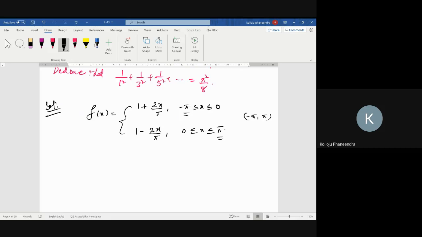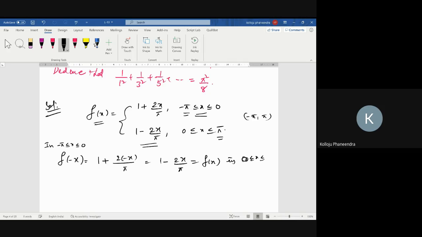Let me check. First thing. In the first interval, if I replace x by minus x, let me write. In minus pi less than or equal to x less than or equal to 0, f of minus x becomes 1 plus 2 into minus x by pi. What is this value now? 1 minus 2x by pi. It is also f of x, but in what interval? 0 to pi. Doesn't matter. F of minus x is f of x. Now another interval. Let me consider 0 less than or equal to x less than or equal to pi.